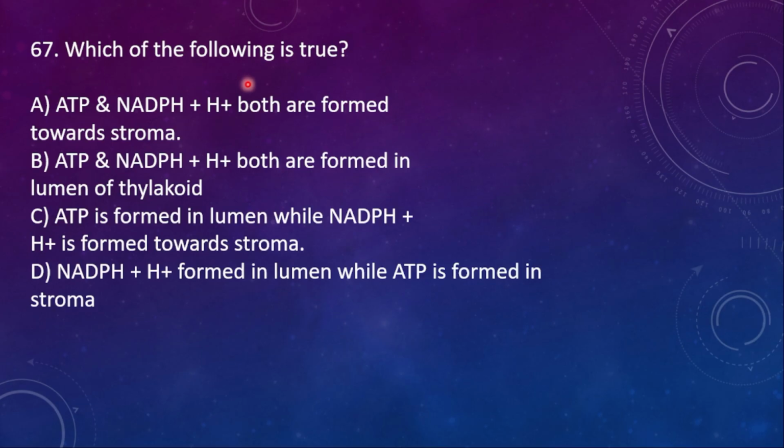67. Which of the following is true? A, ATP and NADPH plus both are formed towards stroma. B, ATP and NADPH plus both are formed in lumen of thylakoid. C, ATP is formed in lumen while NADPH plus is formed towards the stroma. D, NADPH plus formed in lumen while the ATP is formed in stroma. This is wrong actually. So here the right option is A.